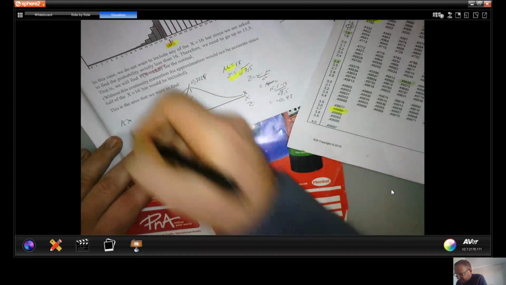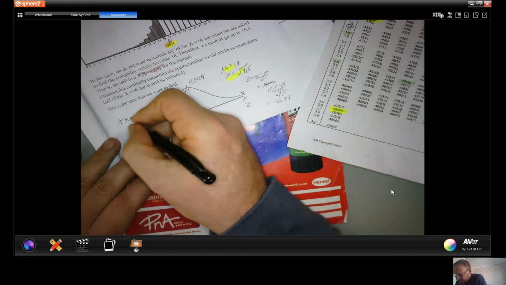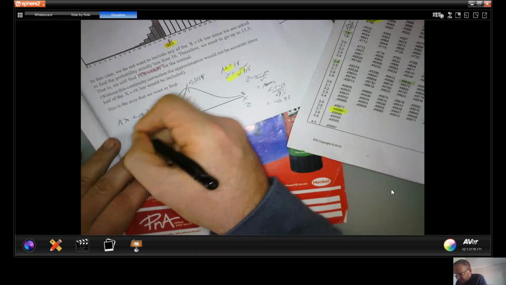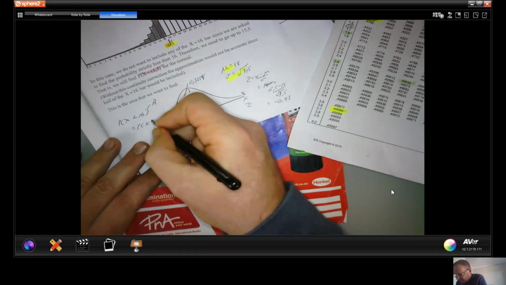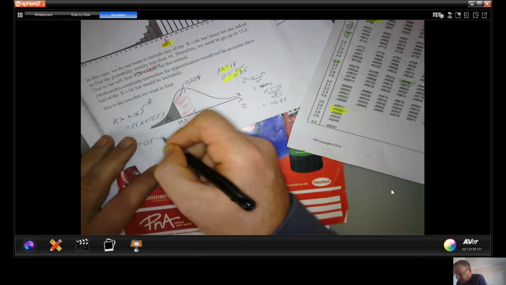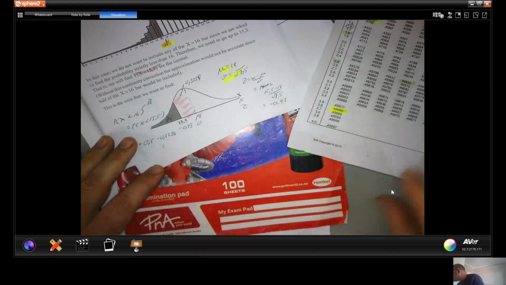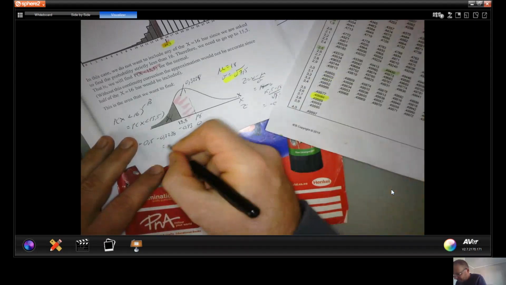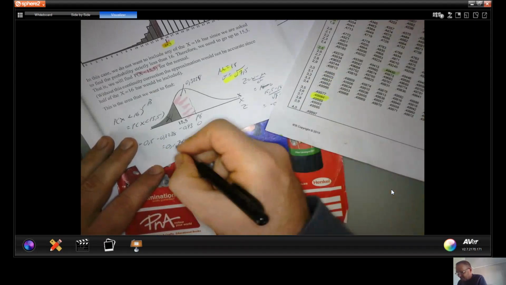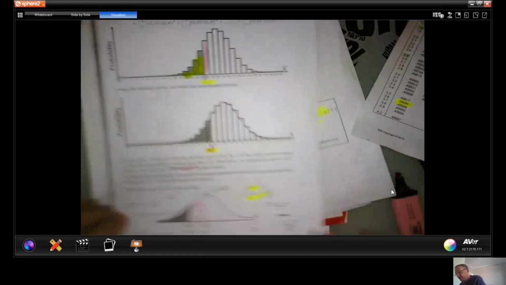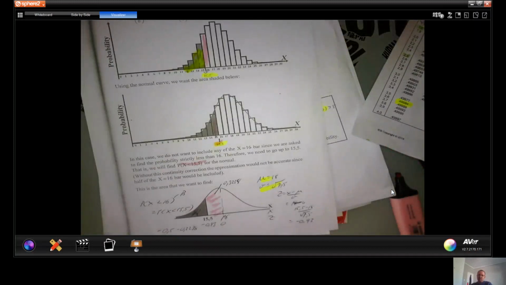So the area we want, in other words, the probability that he gets less than 16 on the binomial, which on the normal is less than 15.5, is going to be equal to 0.5 minus 0.3238, which gives us an answer of 0.1762. Right, guys, I hope that made some kind of sense. That is your normal approximation of binomial distributions.